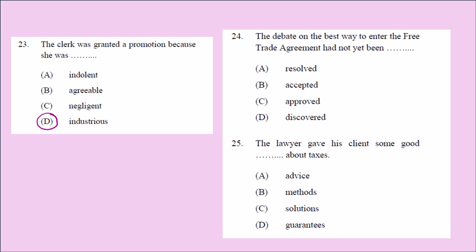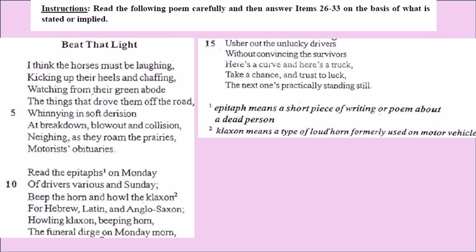Number 24. The debate on the best way to enter the free trade agreement had not yet been blank. And we're going to go for resolved. It has not yet been resolved. That means it hasn't been settled or they haven't found a solution. Number 25, the lawyer gave his client some good blank about taxes, and we're going to choose advice because it makes sense.